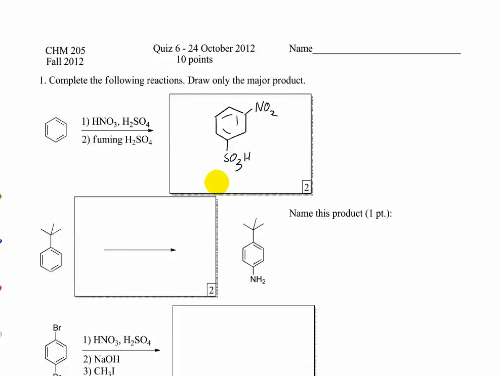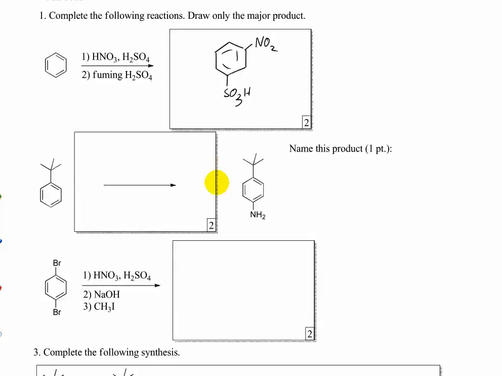Not exactly. I mean, it puts on this group. You can then take it off later if you need to with dilute sulfuric acid. Okay, and this one, you didn't need to worry too much about the directing here because we know that large bulky group is going to favor the para product.